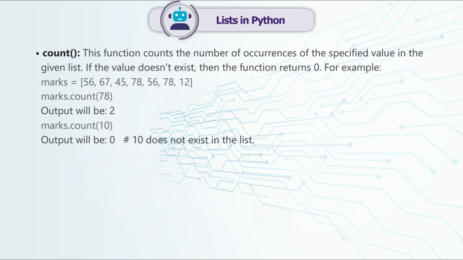Count. This function counts the number of occurrences of the specified value in the given list. If the value doesn't exist, then the function returns 0. For example, output will be 2. Output will be 0. 10 does not exist in the list.